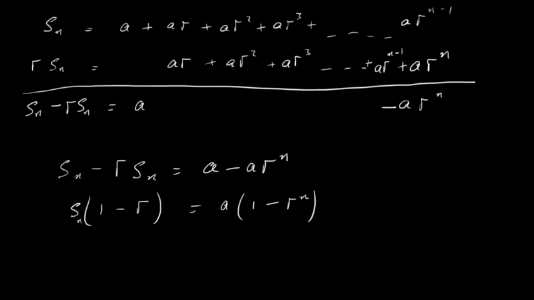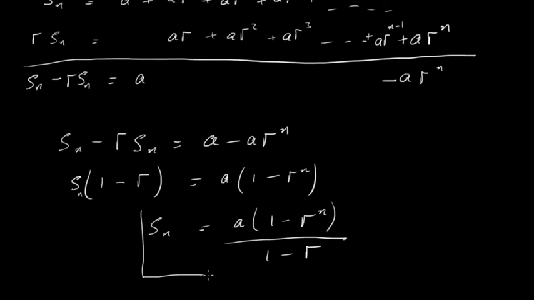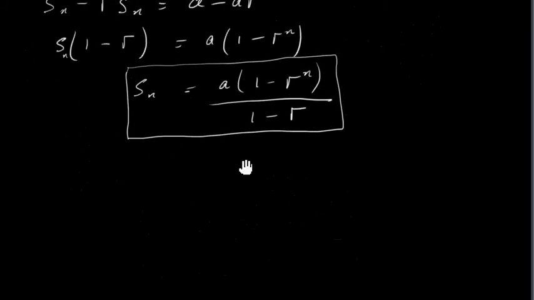Now here we want a formula for Sn. So we can see this Sn is multiplied by 1 minus r, so we're going to divide by 1 minus r. So Sn is equal to a times 1 minus r to the power of n, all over 1 minus r. This is the formula that I showed you at the beginning of this section. So this is a formula for adding up the first n terms of a geometric series. Okay, so let's just finally do an example.